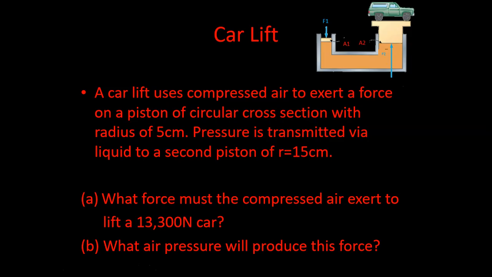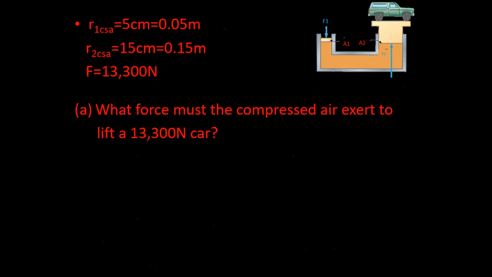So what do we know? Well, we've got two radii. We've got the cross-sectional R1 for the cross-sectional area of 5 centimeters over here. This is 0.05 meters. We've got an R2 over here of 15 centimeters. I immediately convert these into meters. We don't want a confusion anywhere. We don't want to be out by a factor of 100 in some way. So I immediately convert both of them before I even start the problem. Our force is 13,300 newtons. The question is, what force must the compressed air exert to lift a 13,300 Newton car? So what's F1 is what we're really saying.